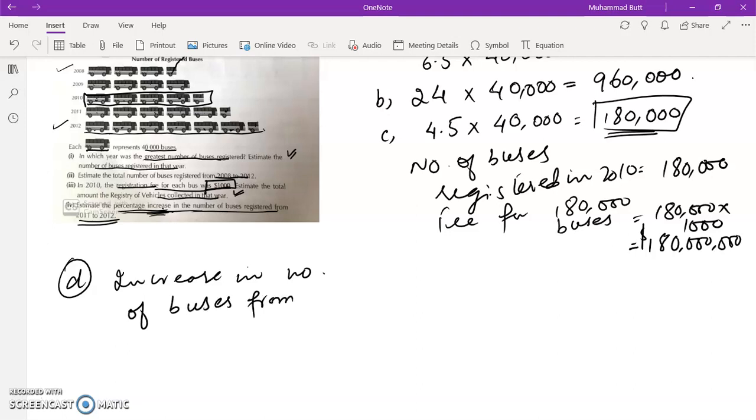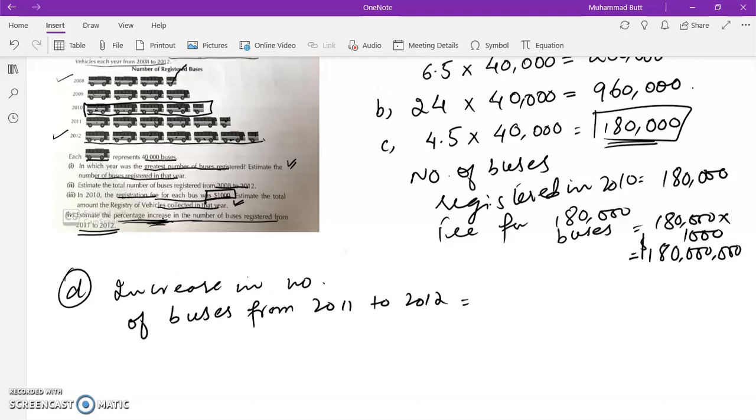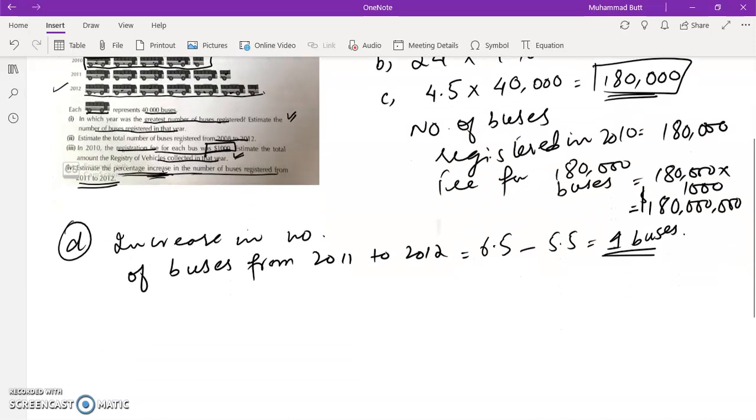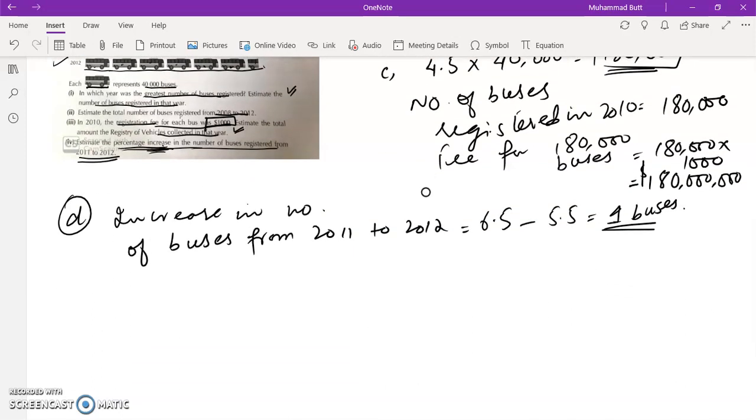from 2011 to 2012. It means the difference. In 2011, 1, 2, 3, 4, 5, 5.5 buses are shown, whereas in 2012, 1, 2, 3, 4, 5, 6, 6.5 buses are shown. So the difference is of one bus.